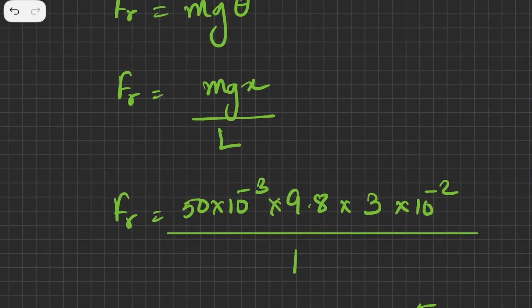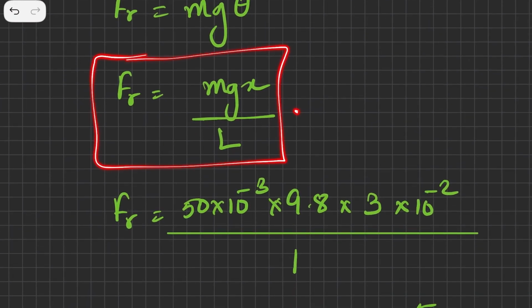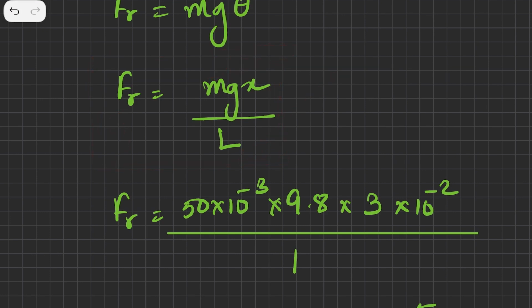Now it's time to check if we have one equation and one unknown, because if we have one equation and one unknown, things will be sorted. So Fr is something I need to find out. L is given to us, m is given to us, g is given to us, and x is also given to us. So I have one equation and one unknown, my problem will be solved.